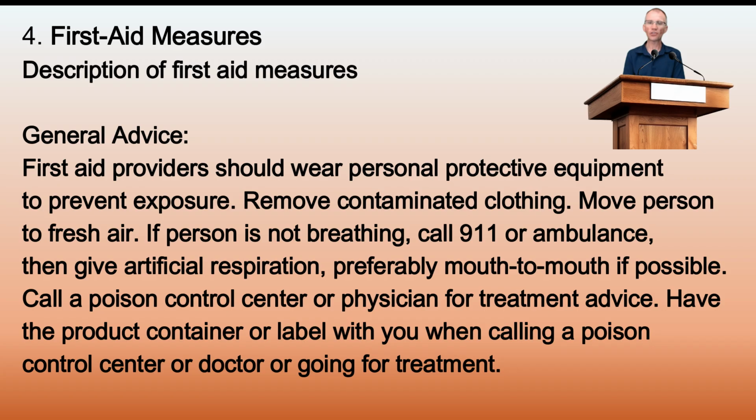Section 4, first aid measures. Description of first aid measures. General advice. First aid providers should wear personal protective equipment to prevent exposure, remove contaminated clothing, move person to fresh air. If person is not breathing, call 911 or ambulance, then give artificial respiration, preferably mouth to mouth if possible. Call a poison control center or physician for treatment advice. Have the product container or label with you when calling a poison control center or doctor or going for treatment.